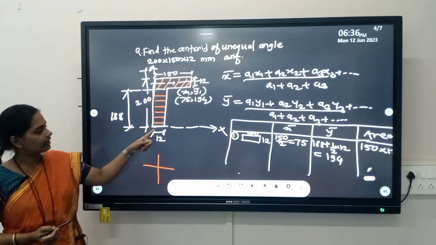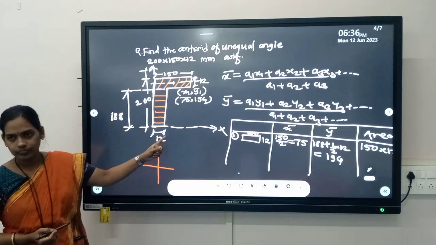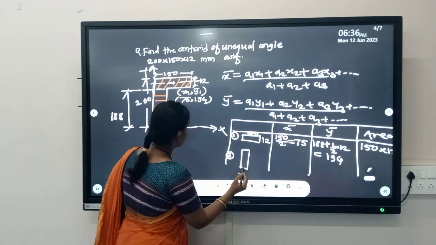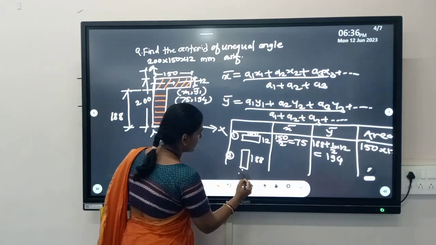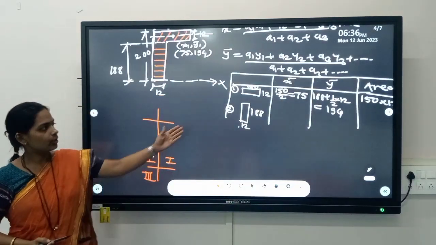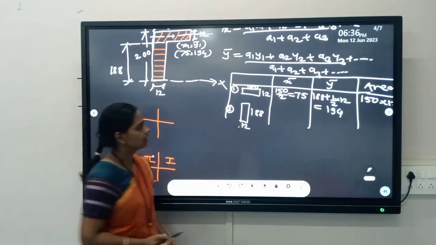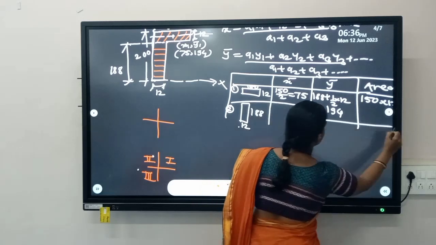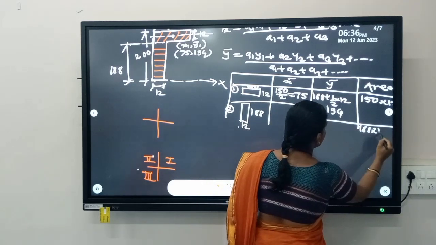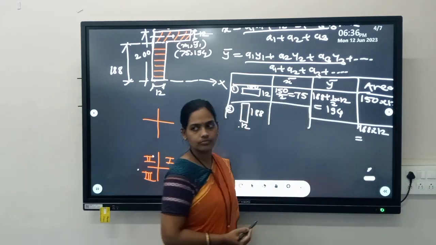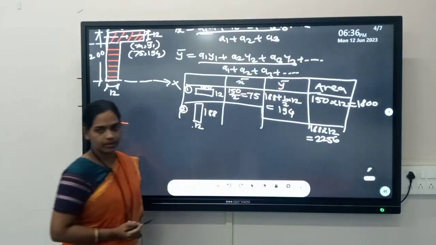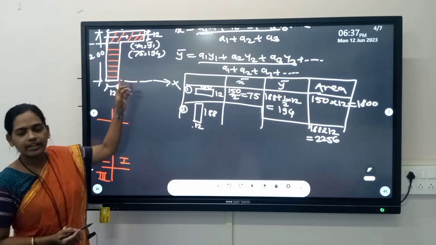The dimension of the second rectangle is 188 mm by 12. So tell me the area of this rectangle. 188 by 12. What is the calculation? 2256 mm square. Then we are concerned about the x component and y component.